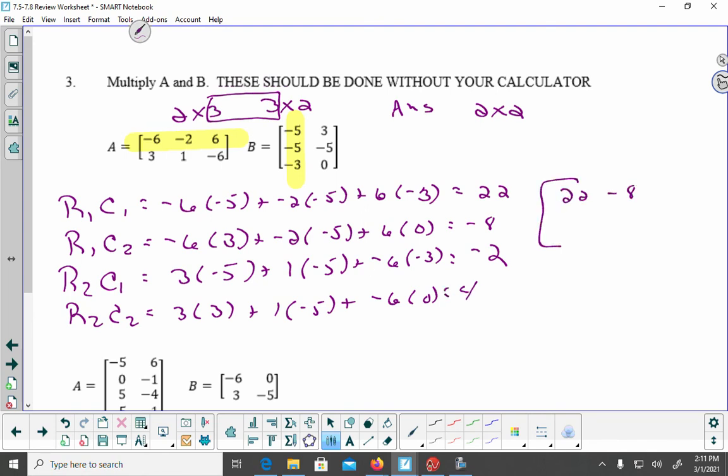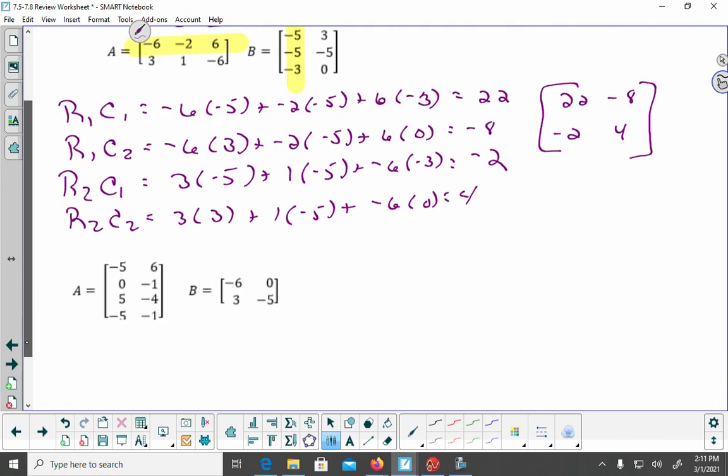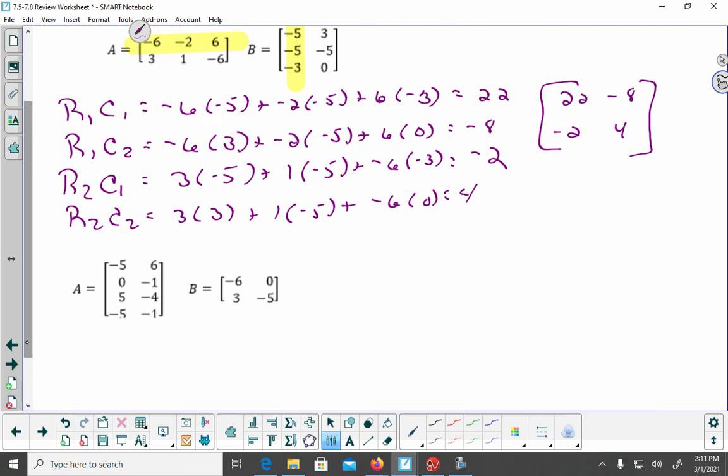So I am going to put them in the matrix and put the elements in the correct spot. So there I go. Next one, I have a 4 by 2, and I'm multiplying it by a 2 by 2, so it can be done. And my answer is going to be a 4 by 2.